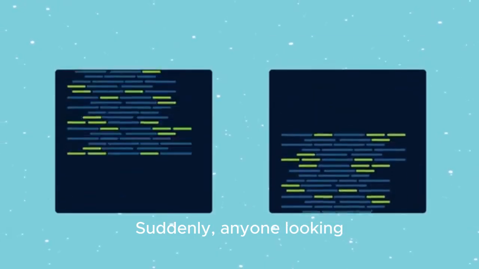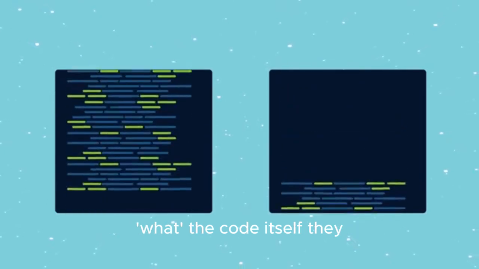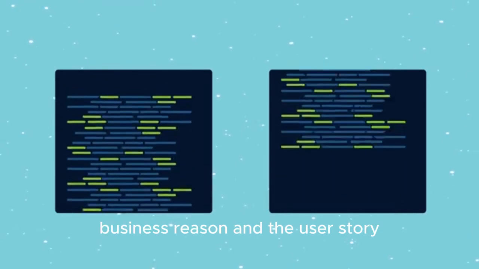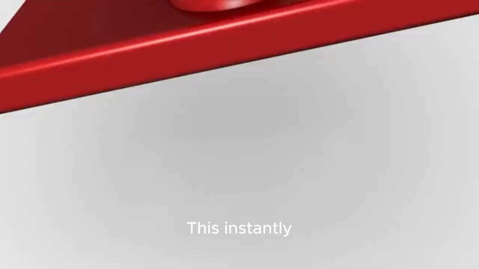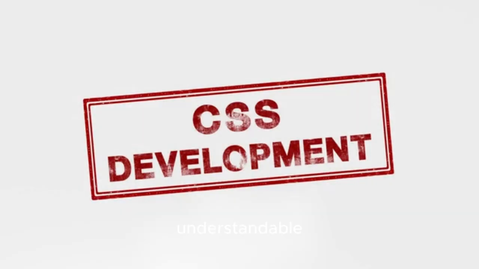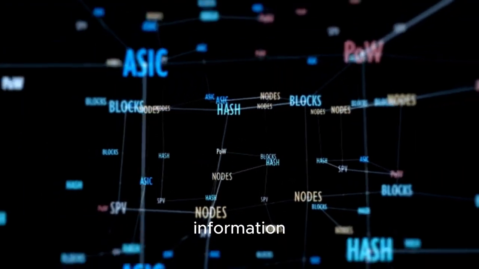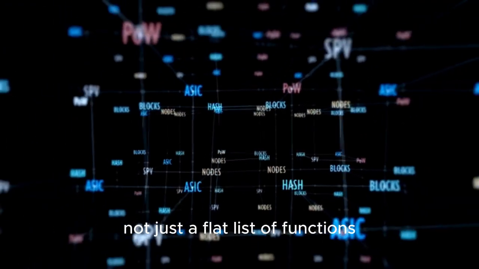Suddenly, anyone looking at that code doesn't just see the code itself, they also see the why, the business reason, and the user story behind the change. This instantly makes your codebase more understandable, especially for new team members who are trying to get up to speed. It's about creating a rich tapestry of information, not just a flat list of functions.